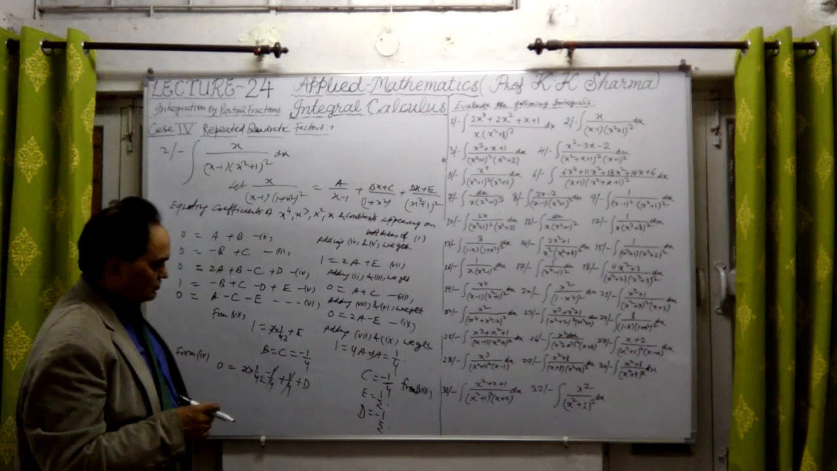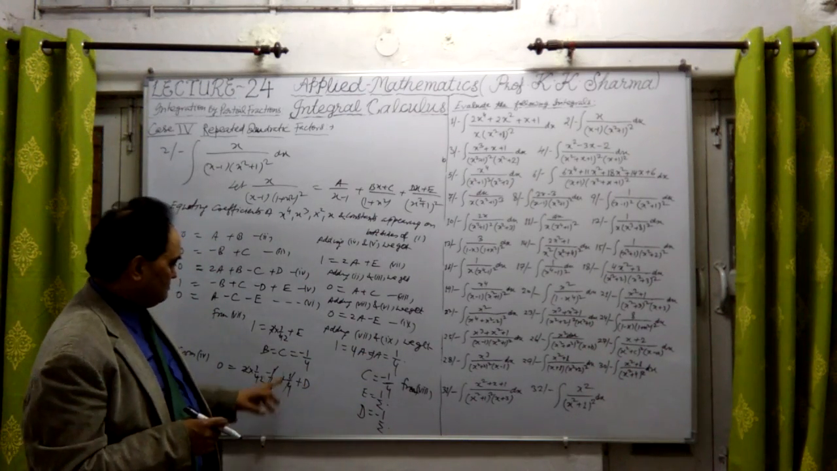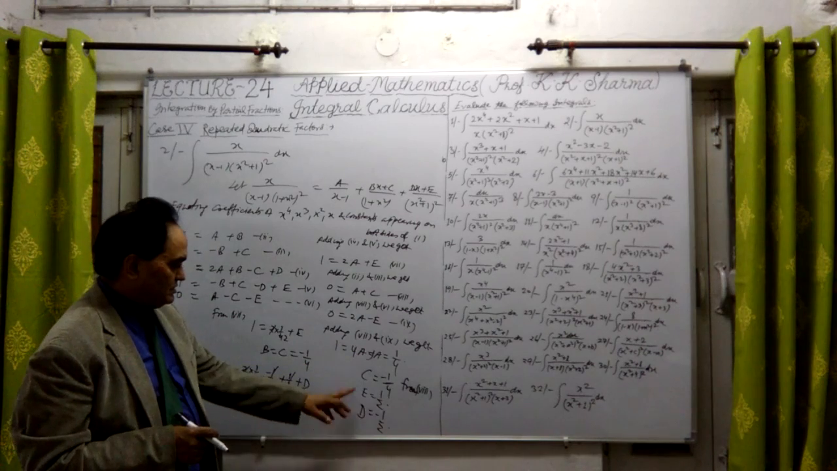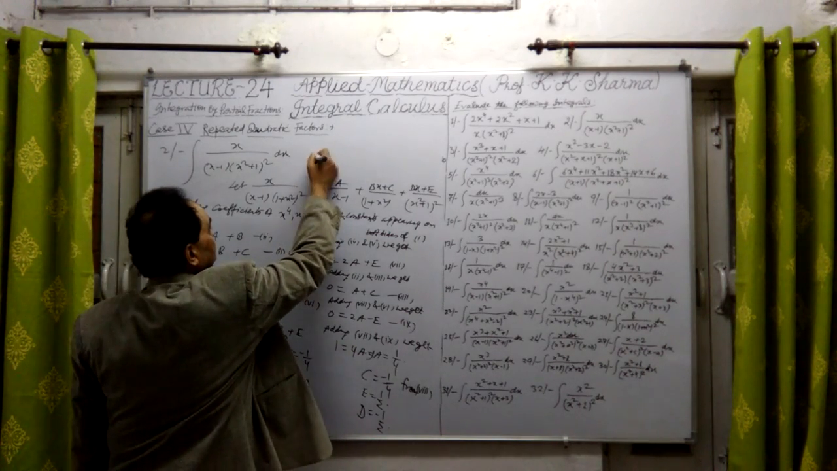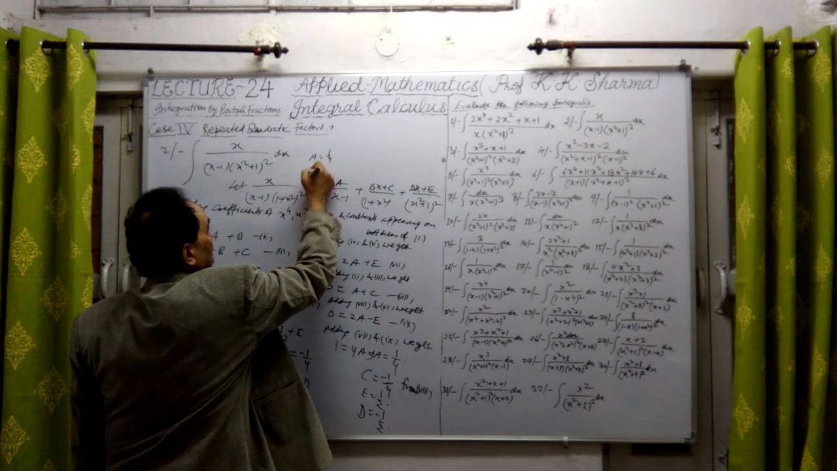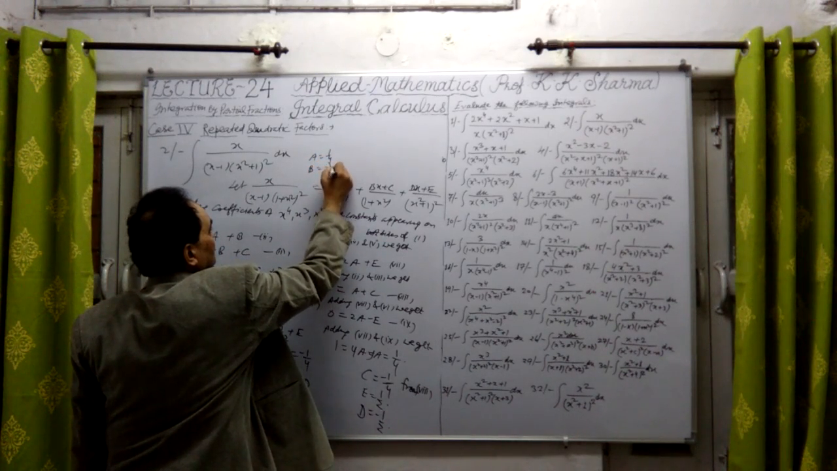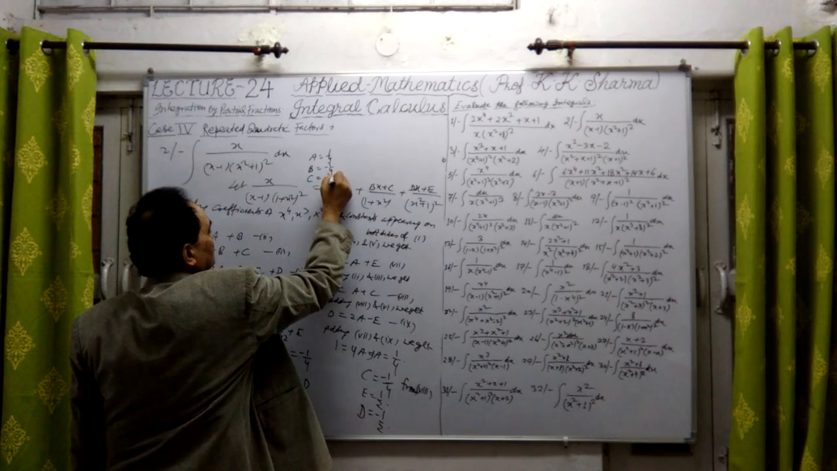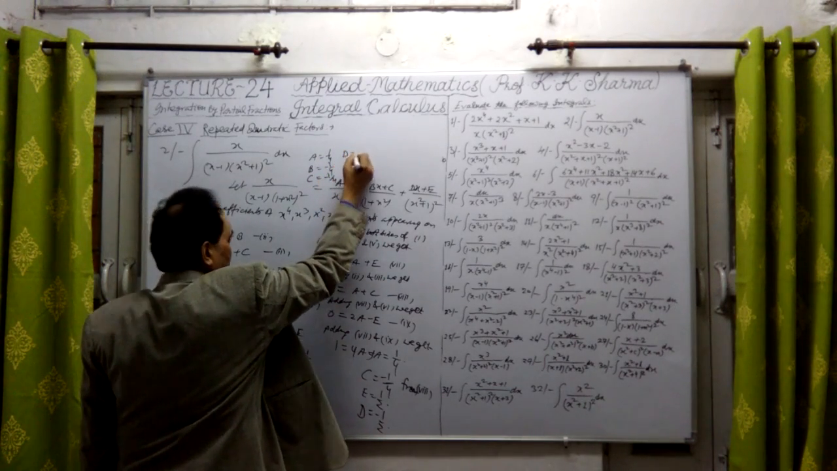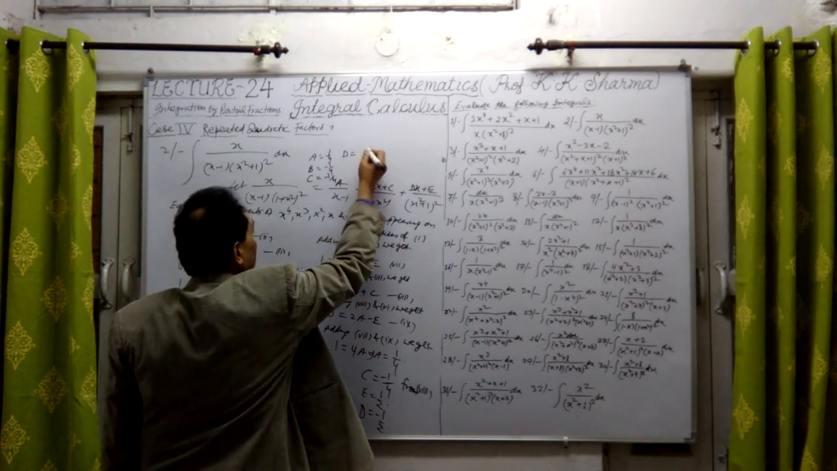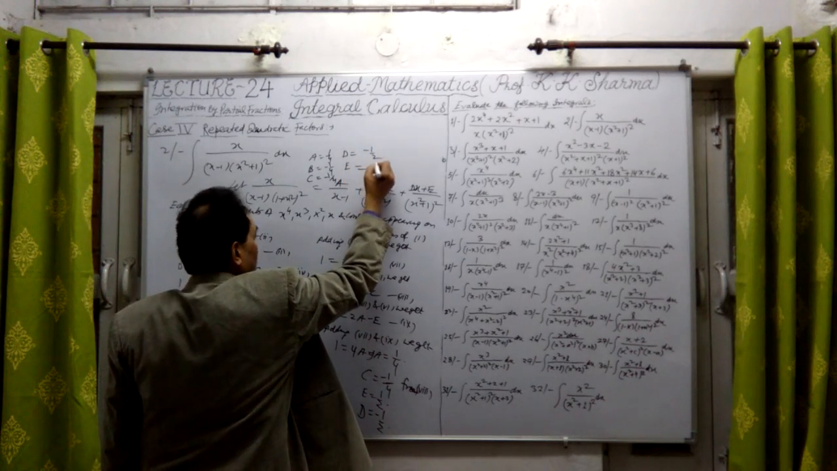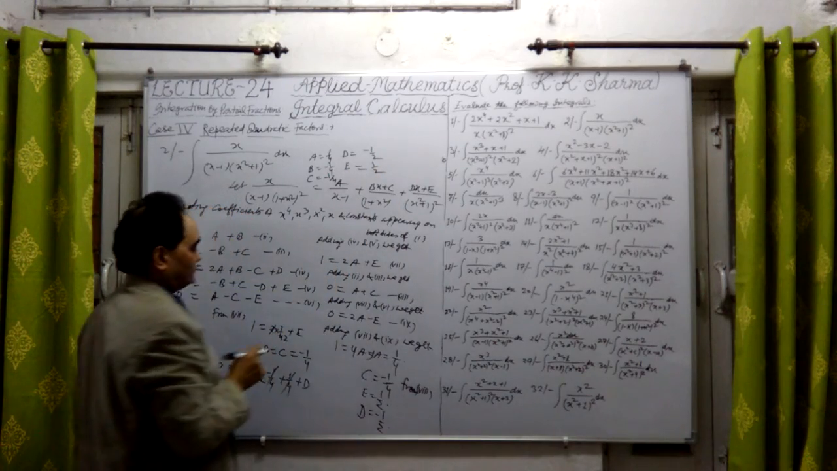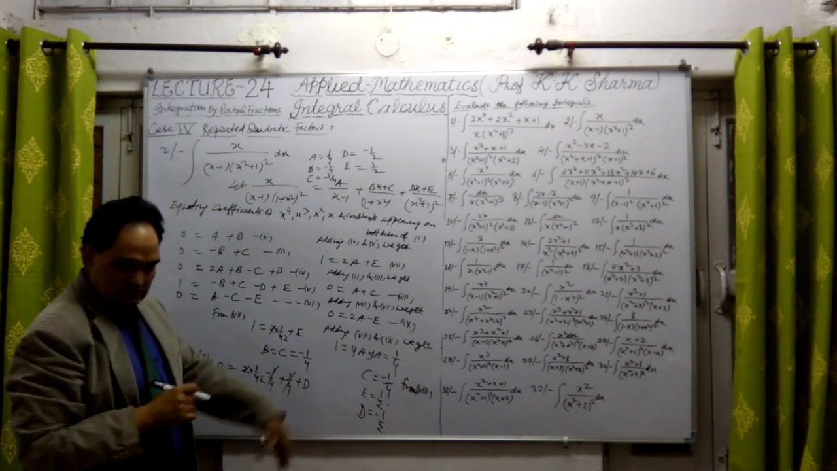All the constants are A, B, C, D and E. Let me write here. A is equal to 1/4, B is equal to minus 1/4, C is also minus 1/4, D is equal to minus 1/2, E equal to 1/2 positive. Okay, so all the constants are obtained.